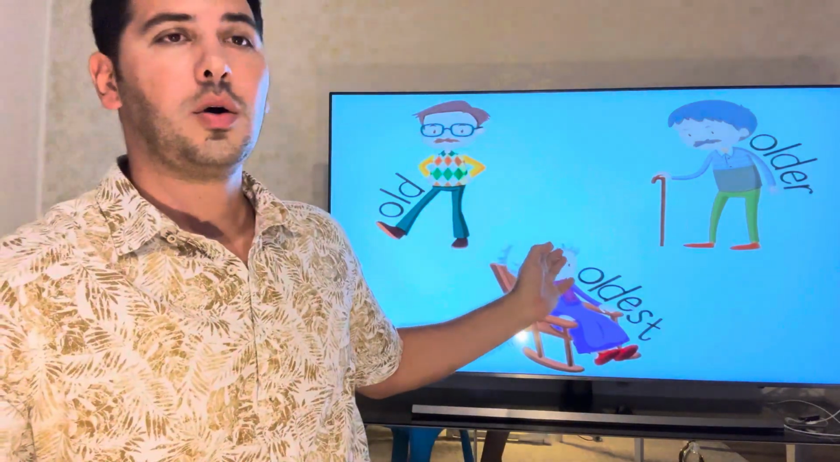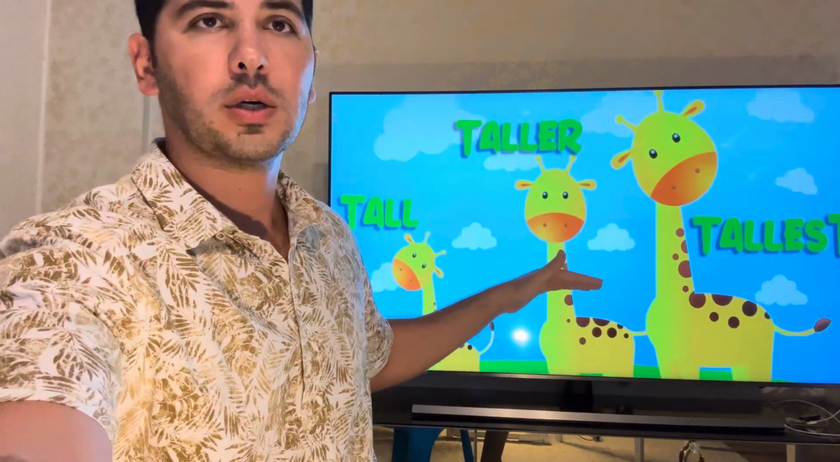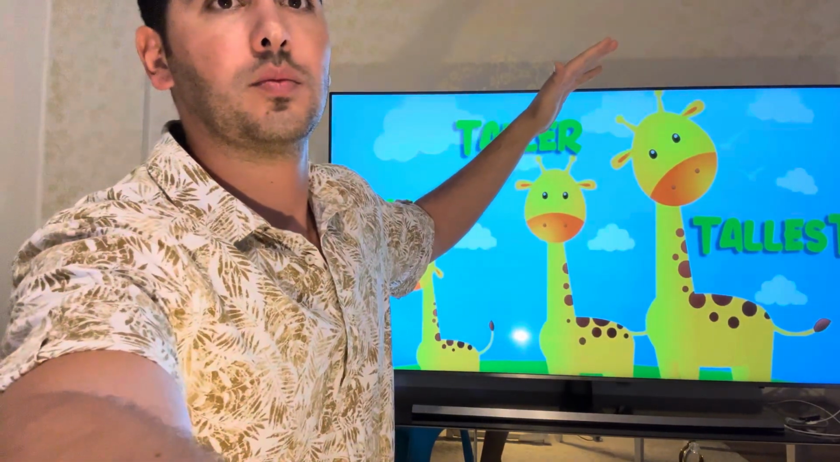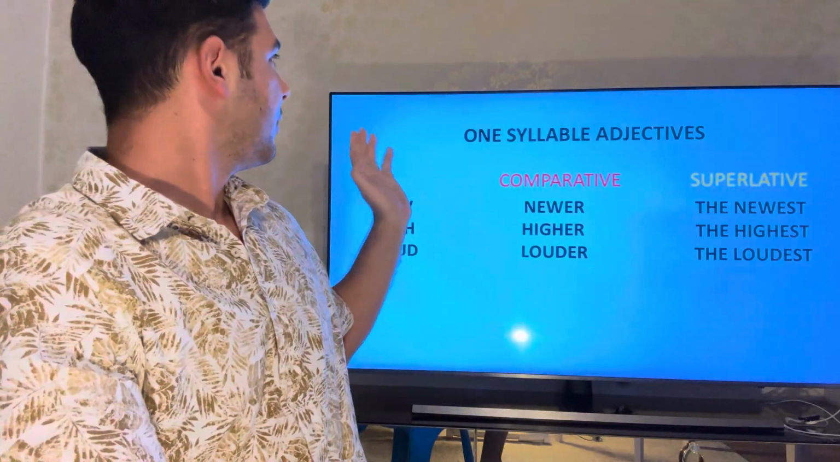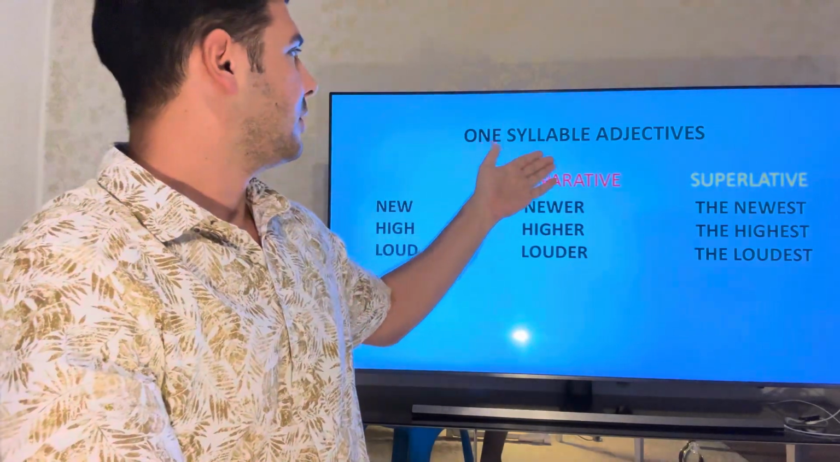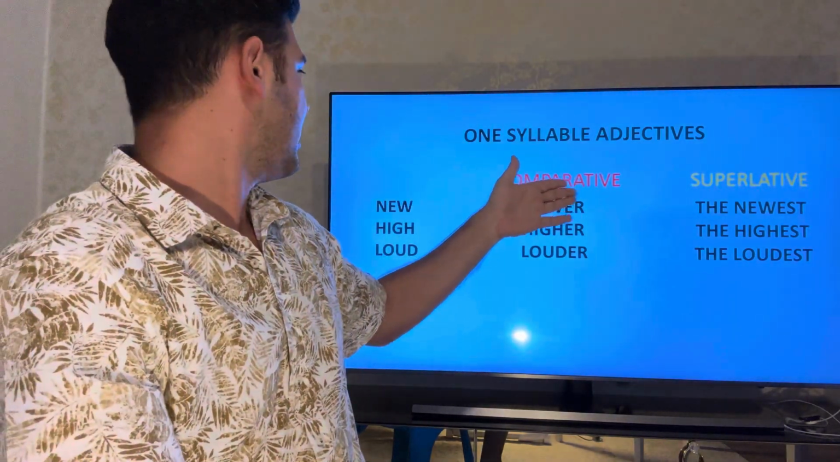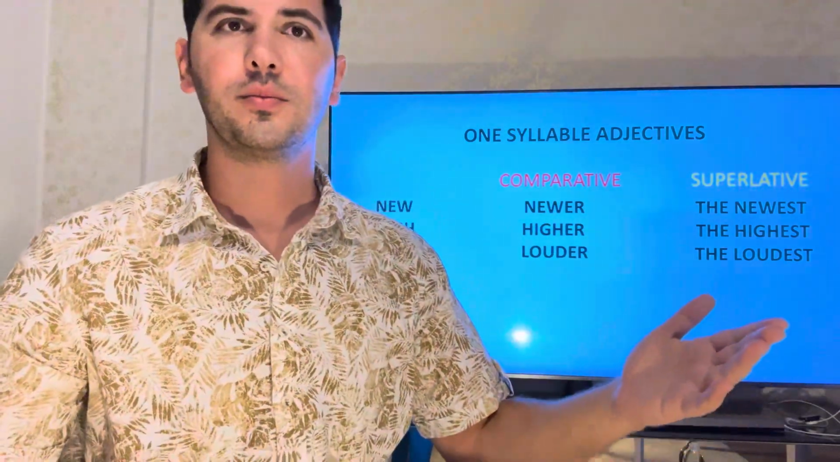Old, older, oldest, tall, taller, tallest. Look at this slide. One syllable adjectives. New, newer, the newest, high, higher, the highest, low, lower, the lowest. Everything according to the rules.